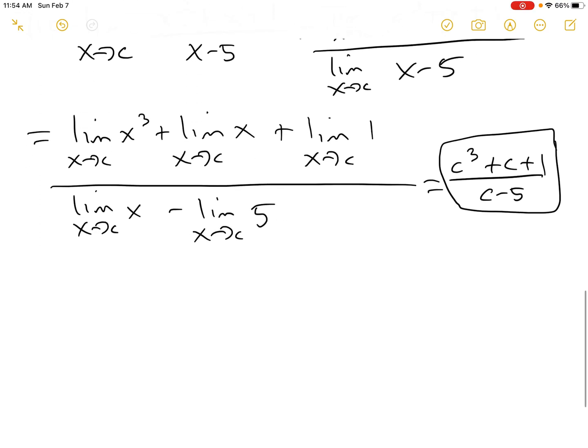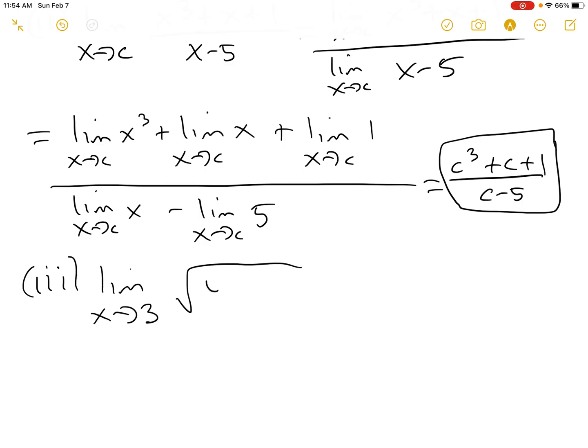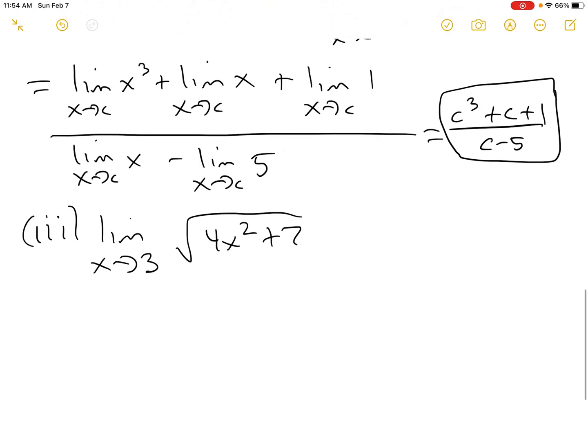And then one more. Let's compute the limit as x approaches 3 of the square root of 4x squared plus 7. And we can slide the limit inside here.